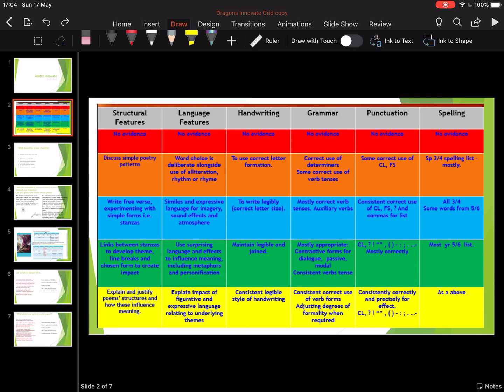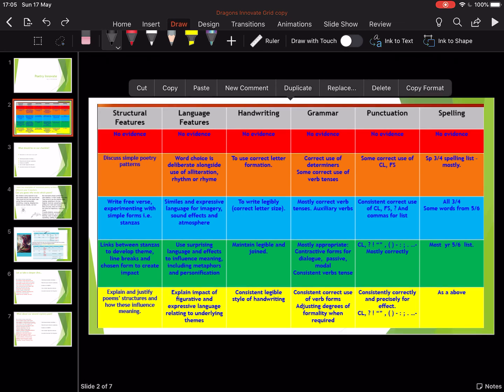So in structural features, we need to be able to write free verse and experiment with simple forms, i.e. stanzas. And actually, lots of you showed that you could do that last week when you were imitating the poem, because I got lots of examples sent to me written in stanzas. I didn't get any that were just written right across the page or in big long chunks. So if you can keep the same level of structure up this week, then you're going to be in a good place. Moving on to green for the structural features, links between stanzas that help develop a theme.